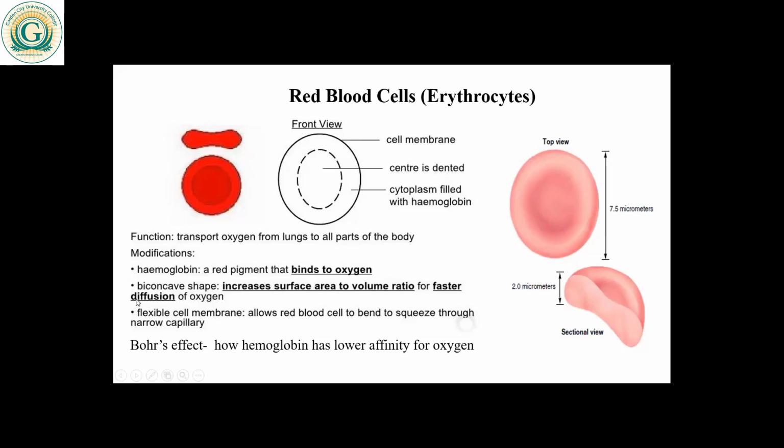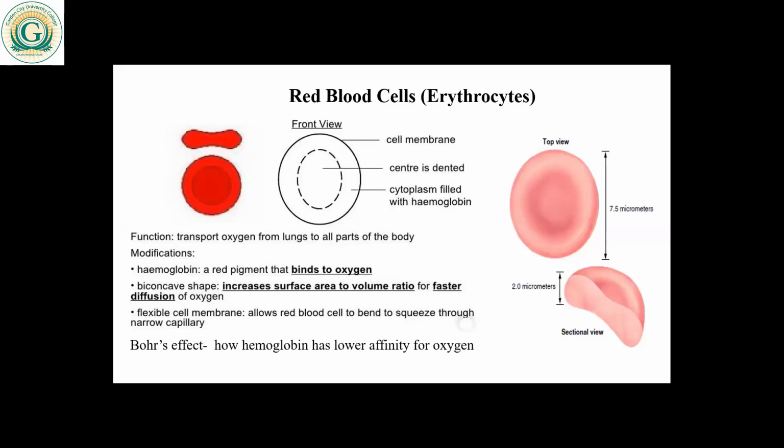And its shape is also not generalized. It has a biconcave shape, and this shape increases the surface area to volume ratio, which enables diffusion of oxygen to be faster. And the cell membrane is also flexible, and it allows the red blood cell to bend, to squeeze through narrow capillaries. So it's not rigid, it's very flexible so that it can pass through capillaries, arteries, veins, whichever blood vessel it finds itself in.